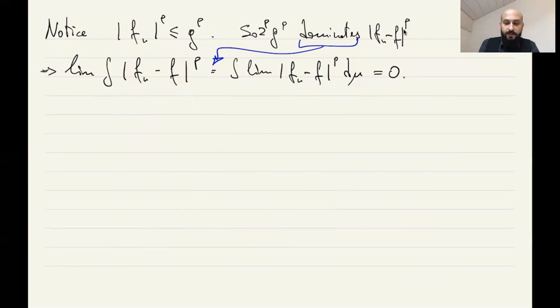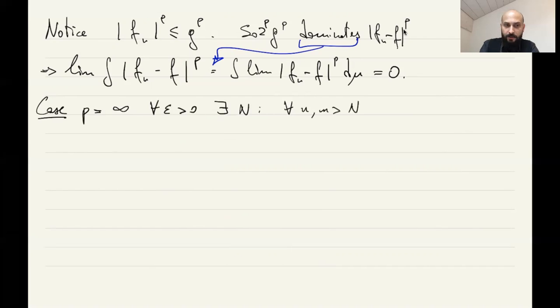Okay, good. Let's move on and study the case p equal to infinity, which is actually much easier, because one can do like this. For all epsilon, one can consider the n for which we have a Cauchy sequence. So for all n, m greater than n, the supremum of fn(x) minus fm(x) when x is in the space E is smaller than epsilon.